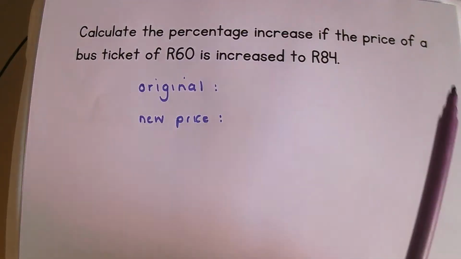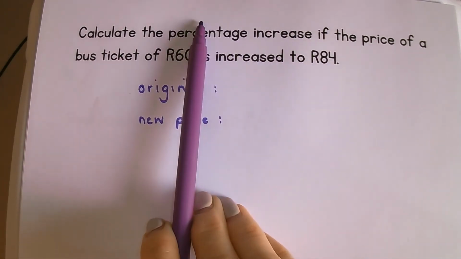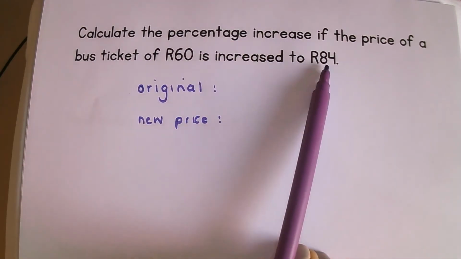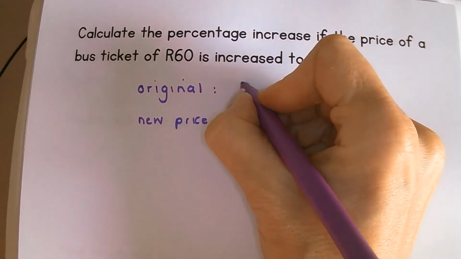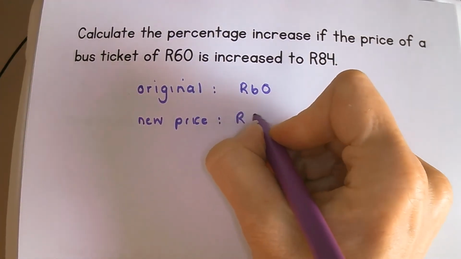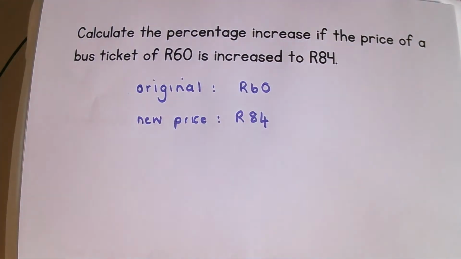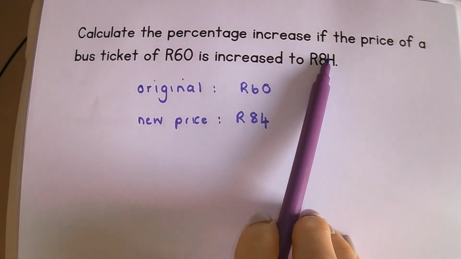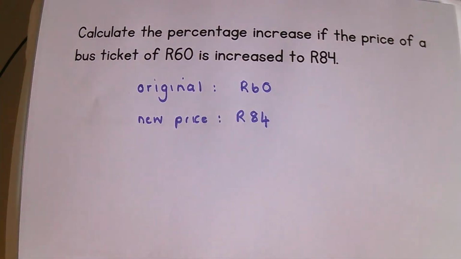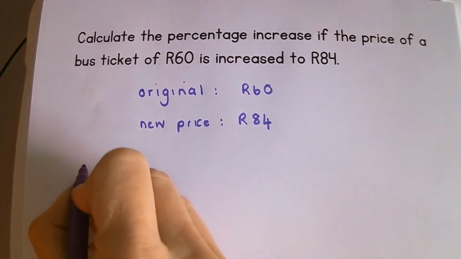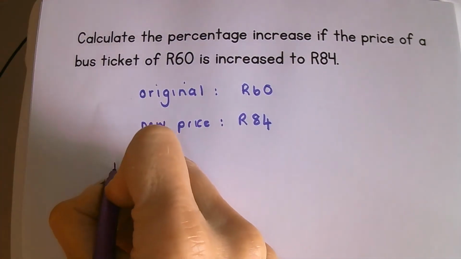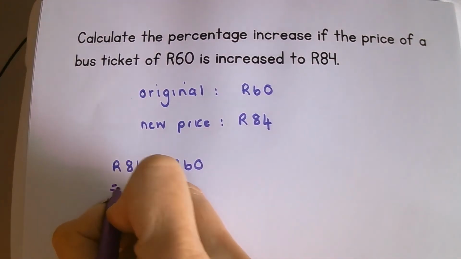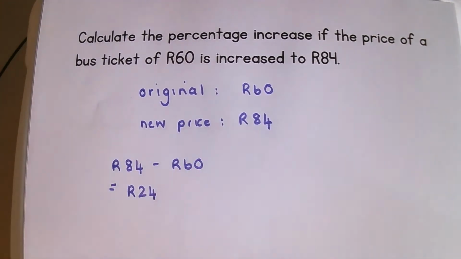Okay, so we know we've got a percentage increase. So the price was originally 60 Rand and it has increased to 84 Rand. So my original price is 60 Rand and my new price is 84 Rand. And we want to work out what that increase was and what the percentage of that increase was. So the way to work out what the increase was is to minus the two. So we're going to take the new price minus the original price, and you're going to get 84 Rand minus 60 Rand. Now that's quite nice and easy, and we get 24 Rand as a difference.